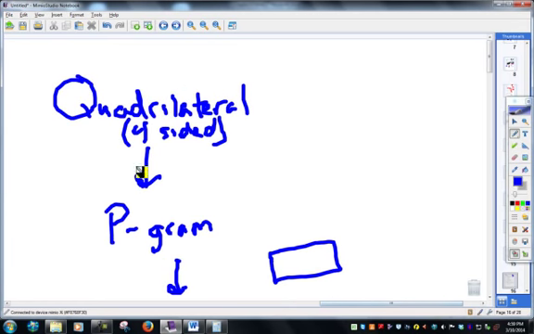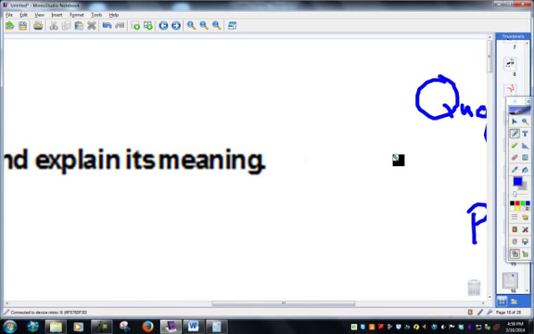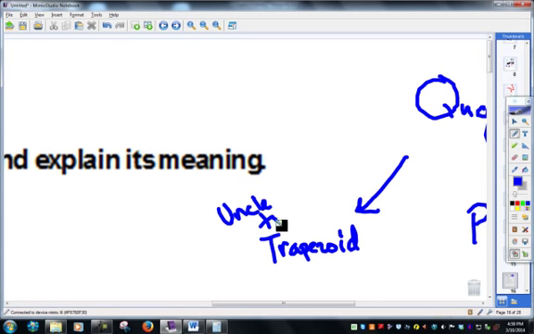Now, there's one more type of special quadrilateral that we're going to talk about, and it is called, if my pen would work, I'm just going to draw like an arrow. You can do this a little bit better. It is called a trapezoid. Now, Mr. Edwards often refers to the trapezoid as Uncle Trap. So if you see him in the hallway, ask him about Uncle Trap. He'll know what I'm talking about.